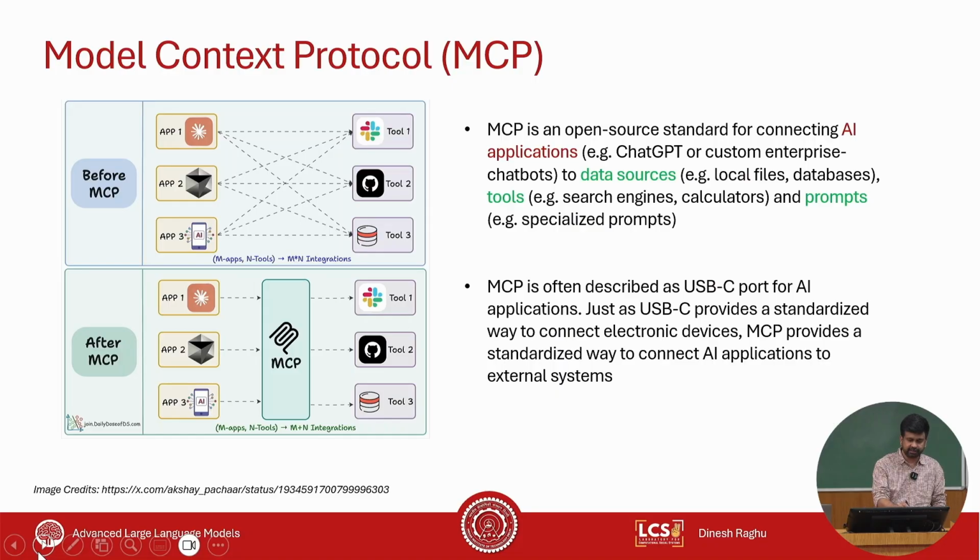Typically, if there are M applications and N tools, you would create M cross N integrations. But what MCP lets you do is, for each tool, you create one MCP server that will act between the tool and the AI applications, right? And for each application, you create an MCP client that can talk to a tool. Maybe you have to rewrite the client for a different app or framework, but once you've written it once, then you're good. You don't have to write it for all the combinations.